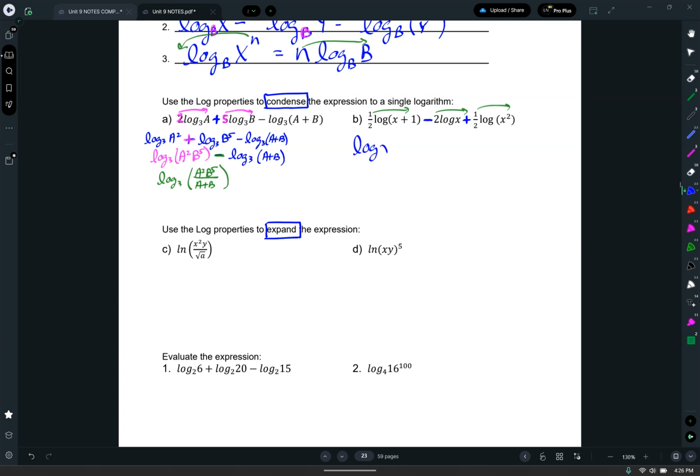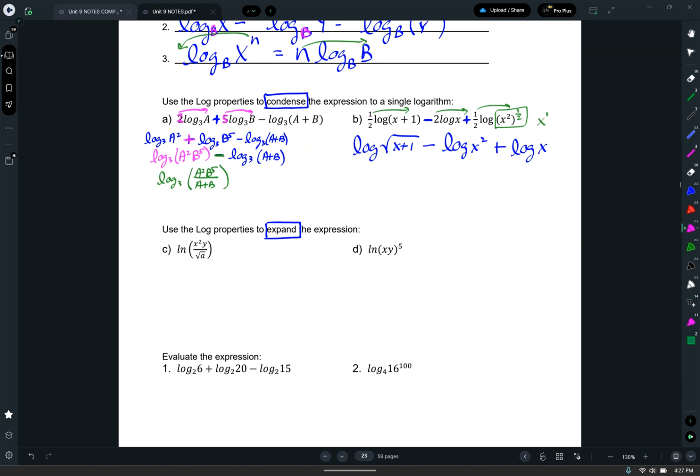So really it's log of the square root of x plus 1 minus log of x squared plus, now when I move that 1/2 up and it becomes an exponent right there, when I simplify this part, isn't x squared to the 1/2, when you combine those exponents, wouldn't it just become like x to the first? So all I really have over there is log of x. Okay, so remember we're trying to condense.